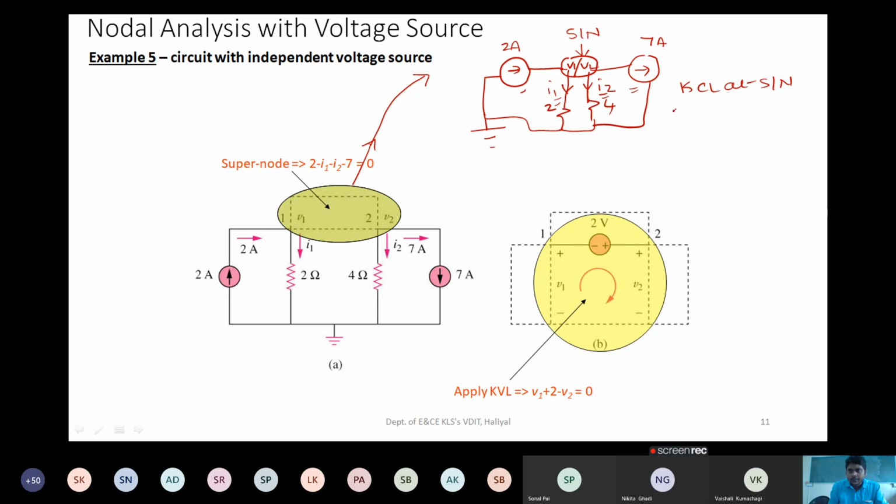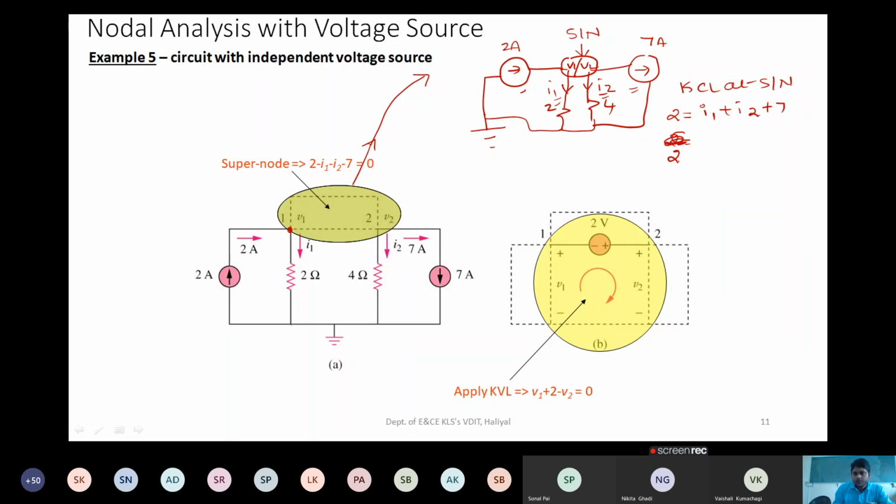So incoming current is 2 amps. You can write 2 is equal to I1 plus I2 plus 7. If you define I1, I1 is the current which is flowing from node V1 to the ground. So what we can write? It will be V1 divided by 2.